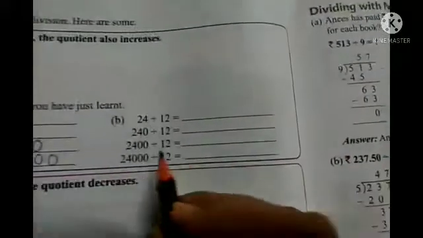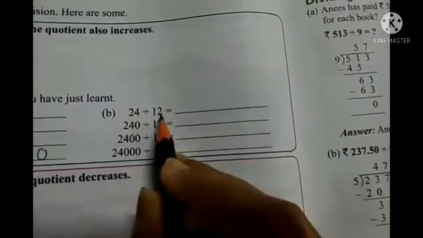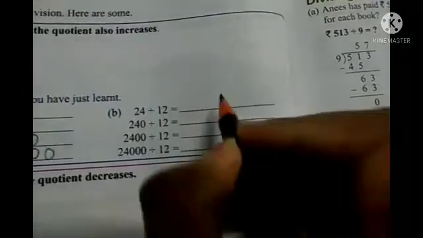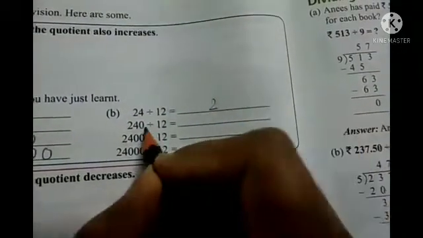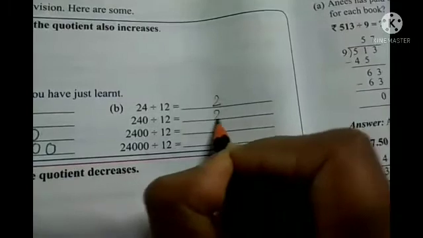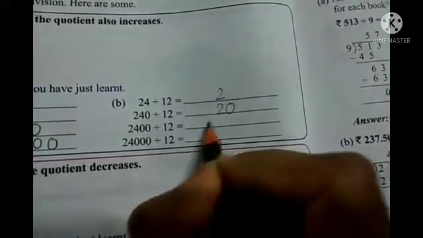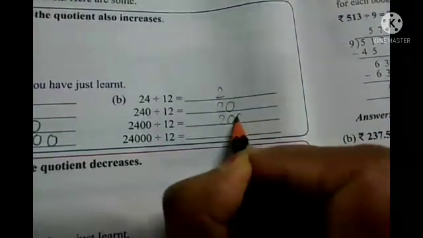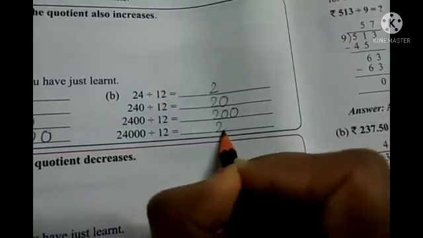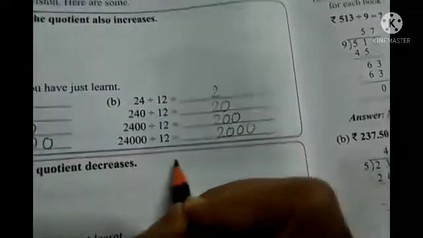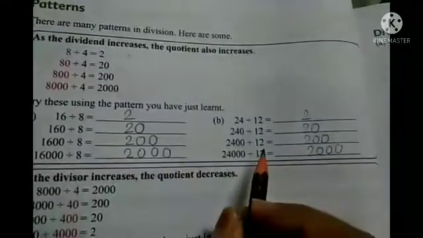Similarly, if you go with this, 24 divided by 12, 12 twos are 24. So here also it will be 2. Then again 240, so it will be what? 20, right? Here again 2 more zeros are added, so 2 more zeros, and here also what? 3 more zeros. So in this way you can solve this pattern.